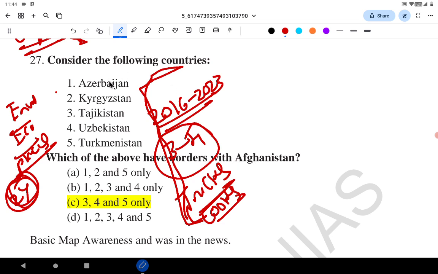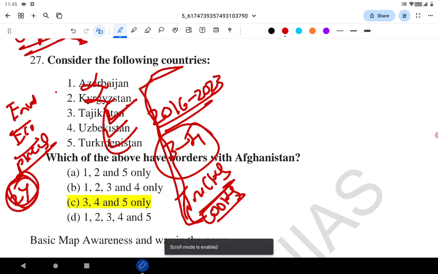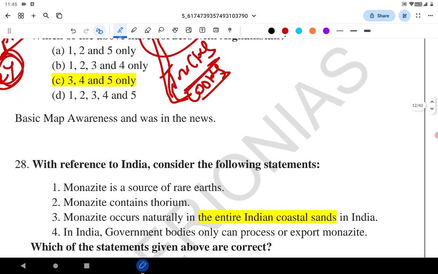See, Afghanistan doesn't border Azerbaijan, it doesn't border Kyrgyzstan. Tajikistan, yes. In the northern part of Afghanistan, there are Tajik people, Uzbek people, and some of the warlords, fractions of Tajik warlords and Uzbek warlords. So it's bordering Tajikistan, Uzbekistan, Turkmenistan. And on the eastern side, you have Pakistan. So statements 2 and 3 are correct. Basic awareness. And Afghanistan, I think, is a landlocked country.